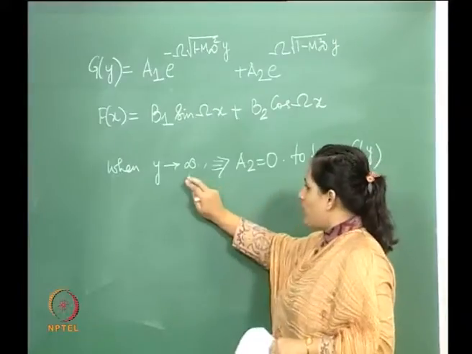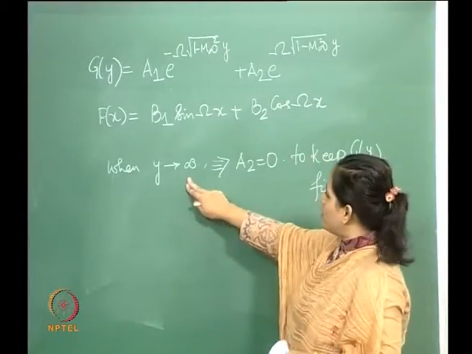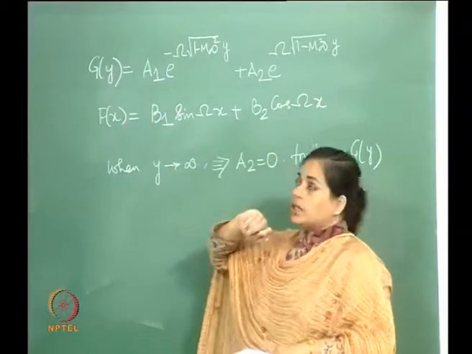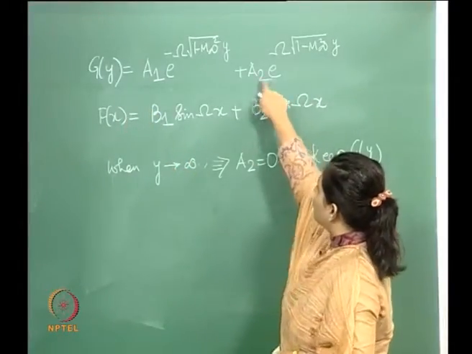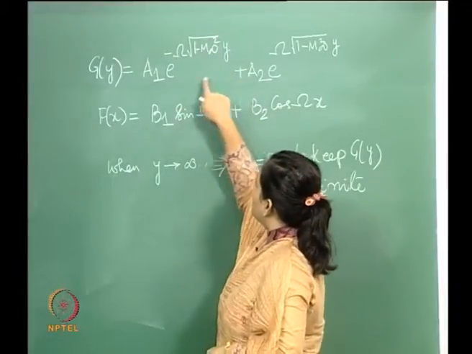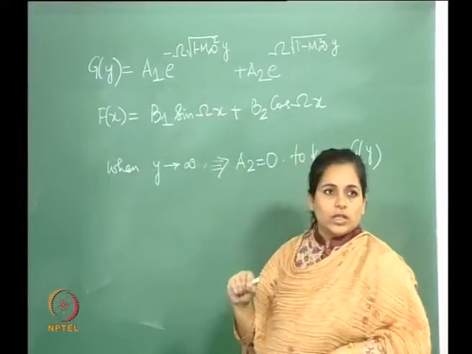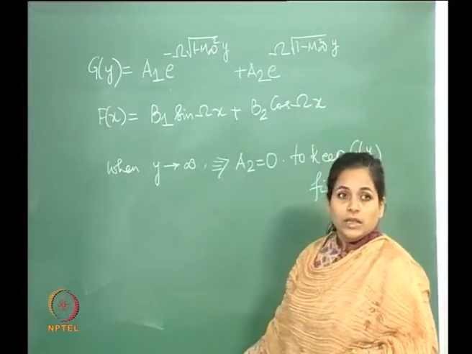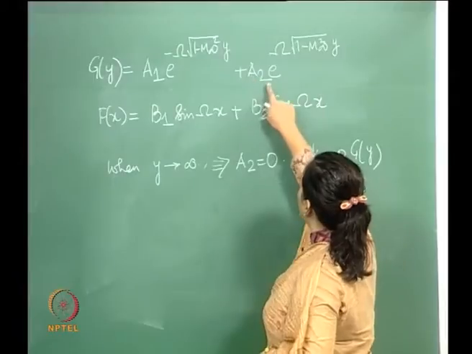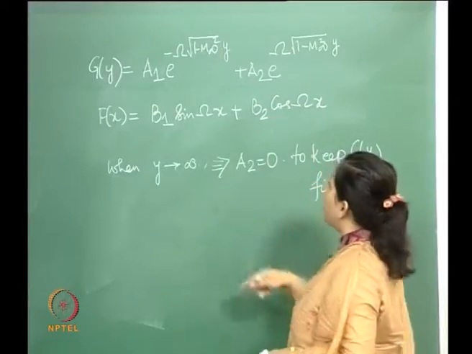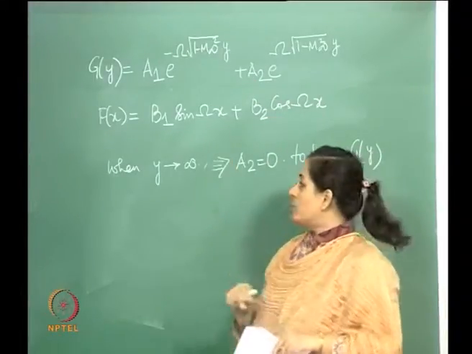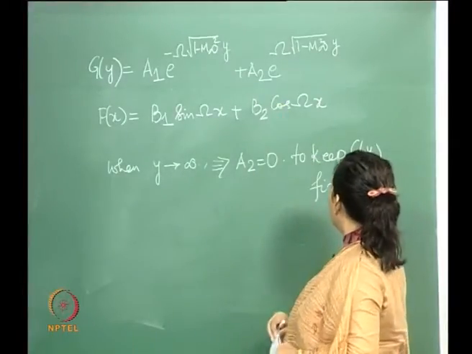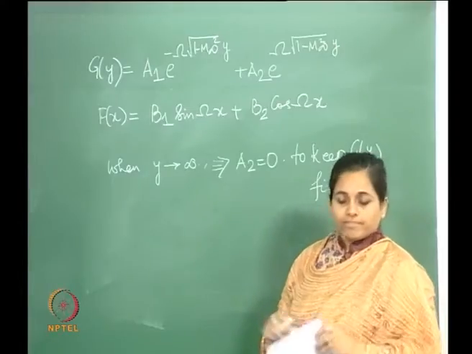right. So, therefore, when y tends to infinity, g(y) will tend to infinity if we have a2. This first term out here, this exponential will tend to nearly 1, but this exponential out here will tend to infinity. So, unless we have a2 equal to 0, we will not have a finite value for g. So, if y tends to infinity, then a2 out here should be 0 to keep it finite.